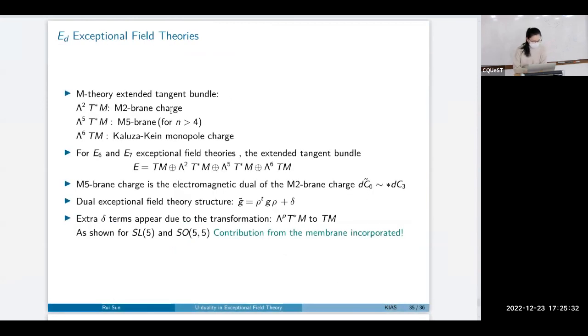Okay, to clarify, when we consider the exceptional field theory, we have this extended bundle, and for E6 and E7, again there should be a dual exceptional field theory structure in a similar way, especially for E6, from the M-brane dependence entering in the metric redefinition.